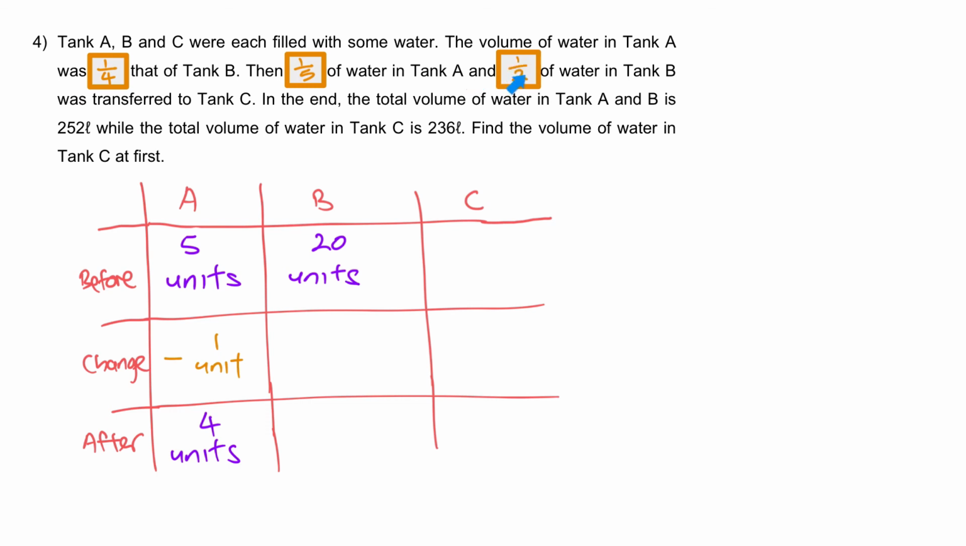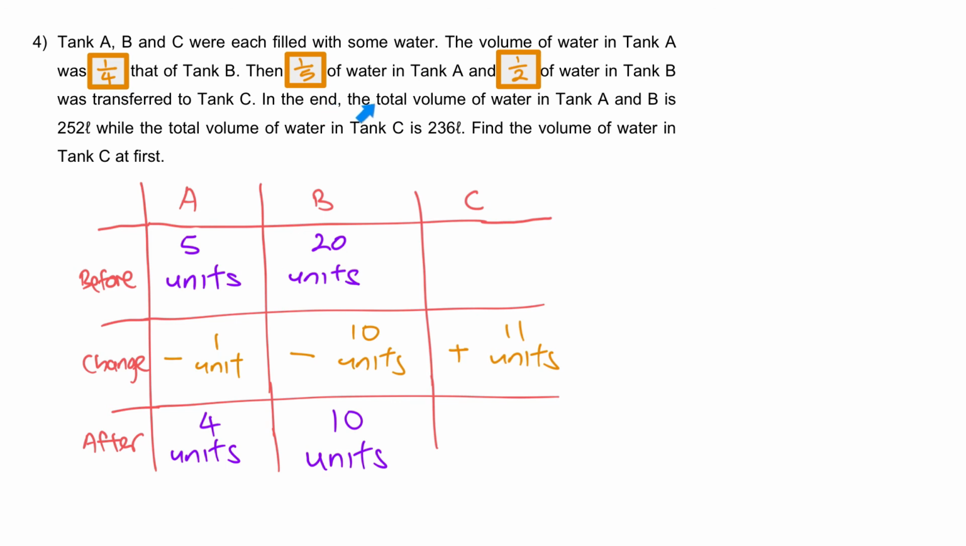After that, half of the water in tank B was transferred to C. So half of this is minus 10 units, and then I'm left with 10 units. So how much water was transferred to tank C? 1 plus 10, 11 units. So I'm going to write plus 11 units.